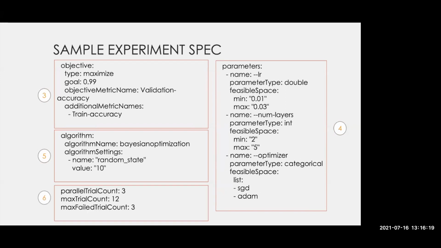And the final section is some parameters which are used to specify the resource constraints for your experiment. And this is quite important. Here, when we say parallel trial count is 3, that actually means there are 3 trials which are run in parallel. And the max trial count defines the maximum number of trials which would be run before the experiment is confirmed to be succeeded or failed. And the max failed trial count defines the count after which the experiment will be declared as failed.